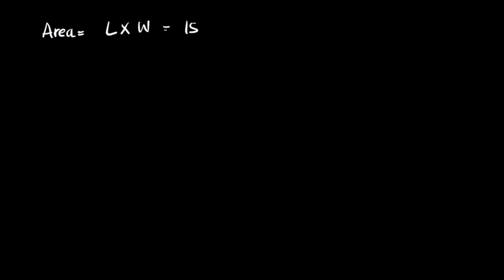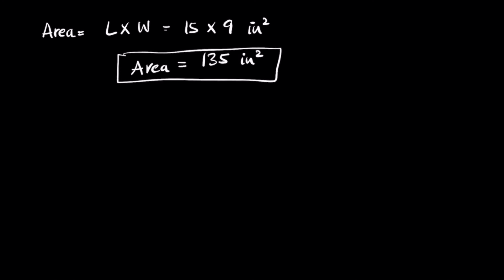So area of a rectangle is length times width. Length is 15 times width is 9. So both are inches and inches, so the answer becomes inch square. So 15 times 9 is 135 inch square. So this is the area. So this is how you can calculate the area. Always remember to read the question correctly. If you don't remember to read the question correctly, then your answers might be way off the values. So let's try another example.